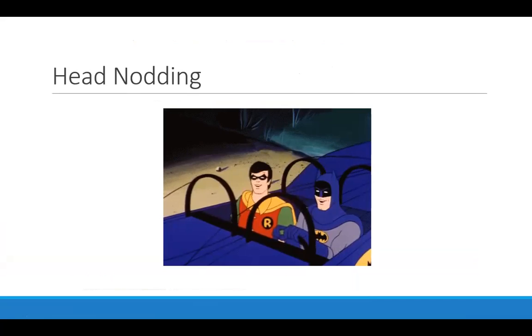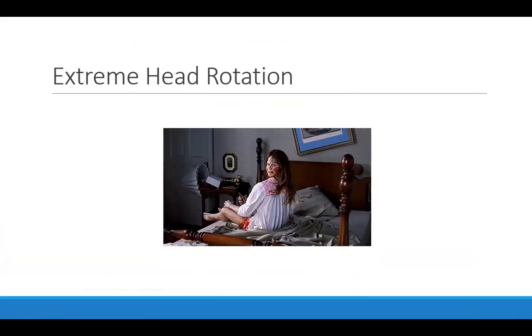And sometimes we can get head turning. Sometimes we get a little bit of a rotation that we didn't expect with the sternocleidomastoid. Very unlikely that you would ever encounter something like this.